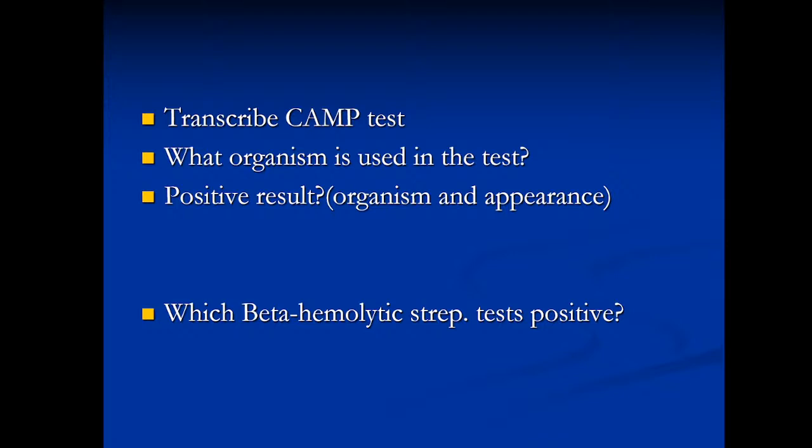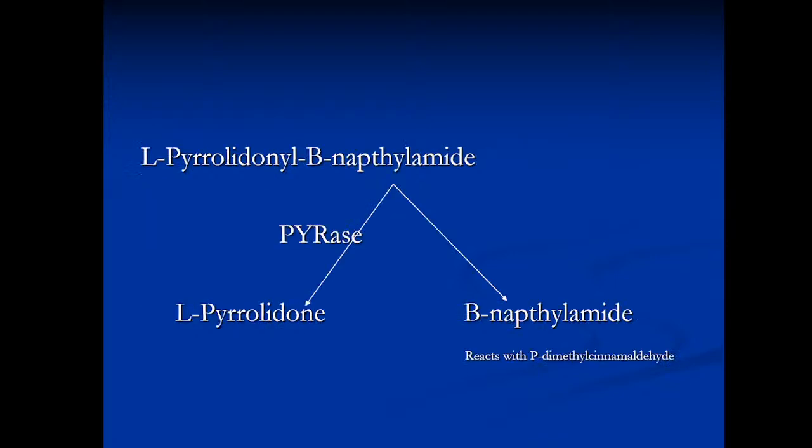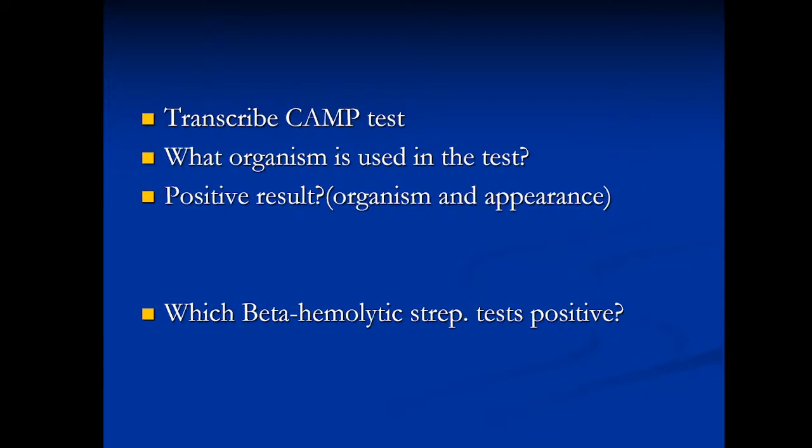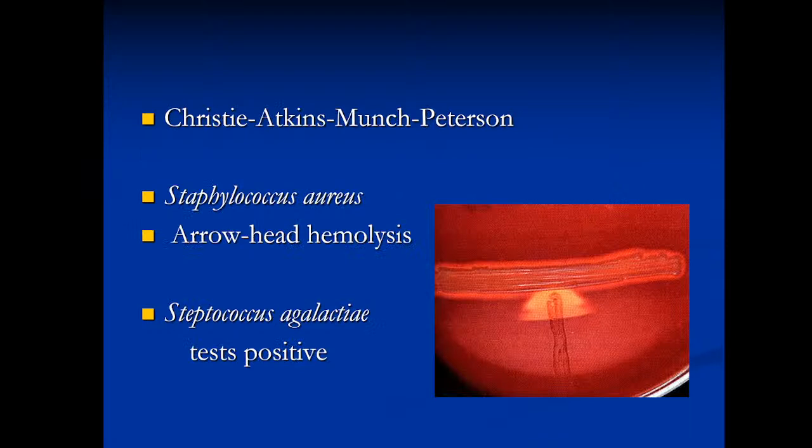Really, sir? What does it look like? Well, as I mentioned before, Streptococcus agalactiae will be beta hemolytic, correct? And aside from that, Streptococcus pyogenes is also beta hemolytic. Streptococcus agalactiae will be the one to test positive for this one, and the appearance will be like this.